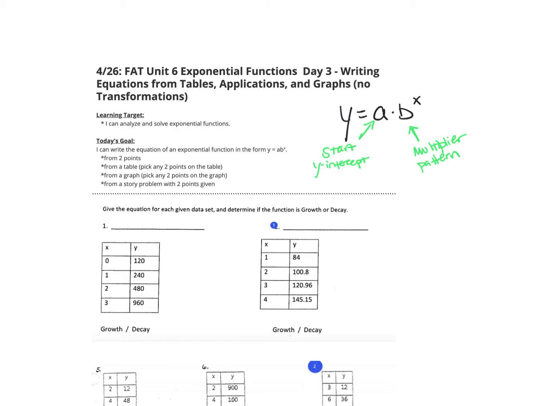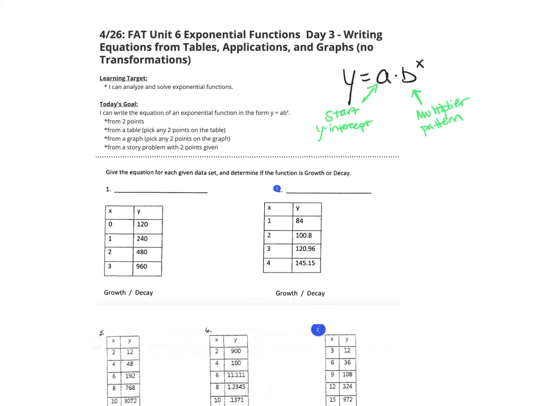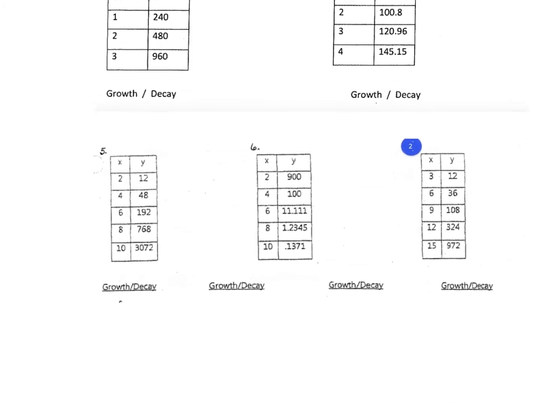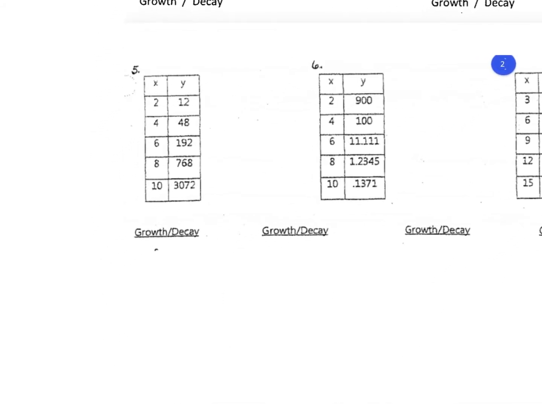If we scroll down just a little bit, everything is numbered just kind of cattywampus. Everything was kind of mishmashed from a few different worksheets. But if we take a look on that first page to problem 5, we have a table right here. We have 1, 2, 3, 4, 5 points. We can pick any 2 of these points that we want. I usually like to pick points that are close together, and usually with the smallest x values. So I'm just going to pick the points 2, 12 and 4, 48.